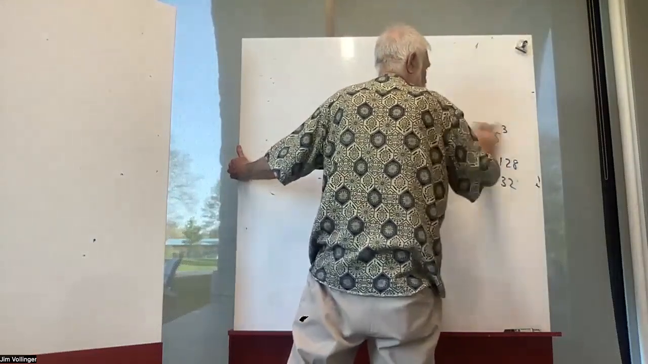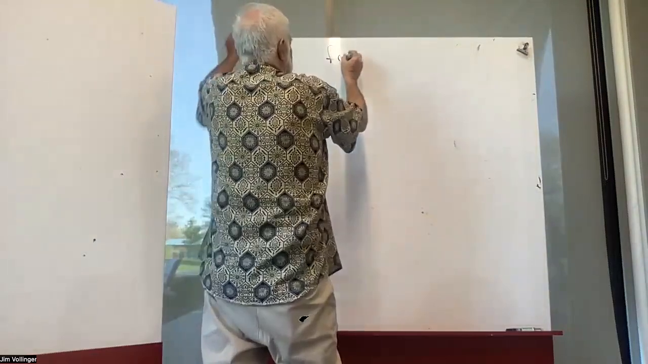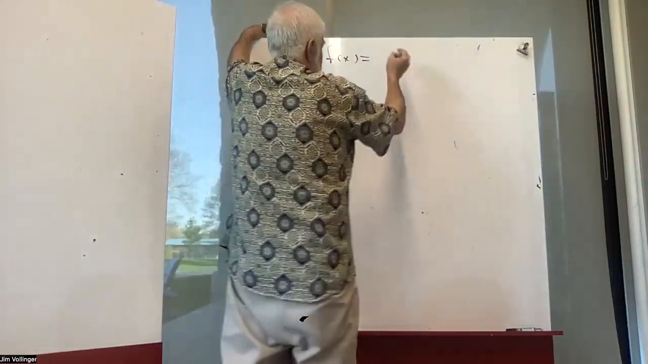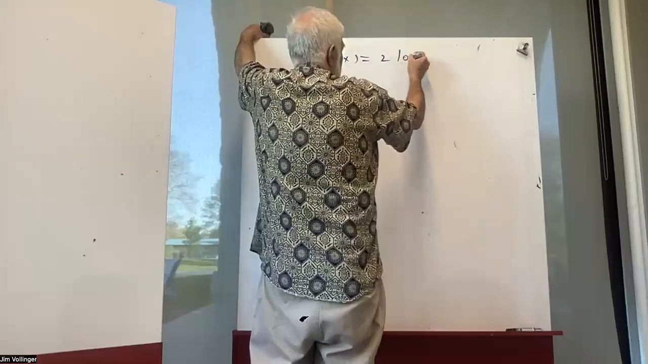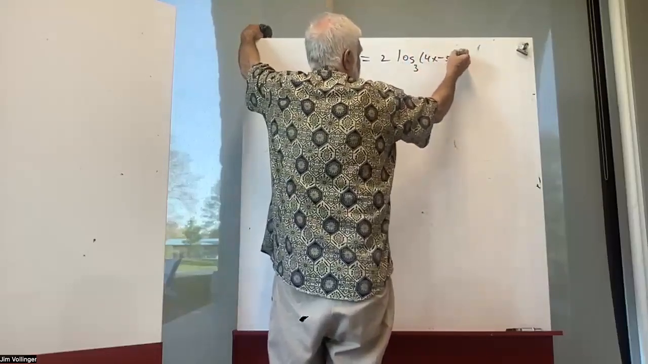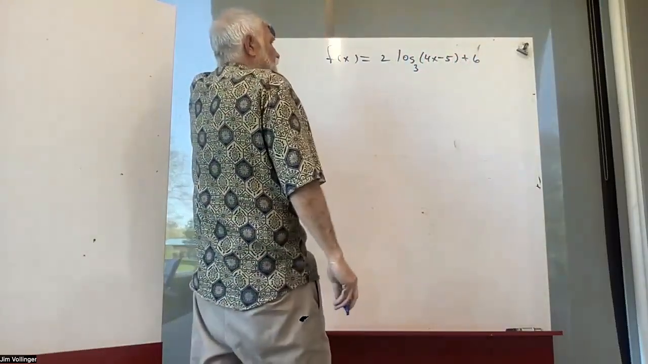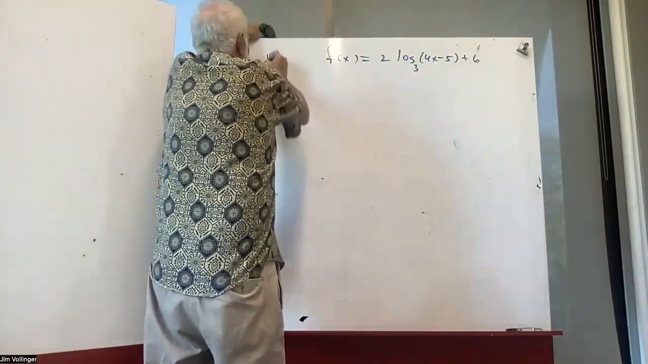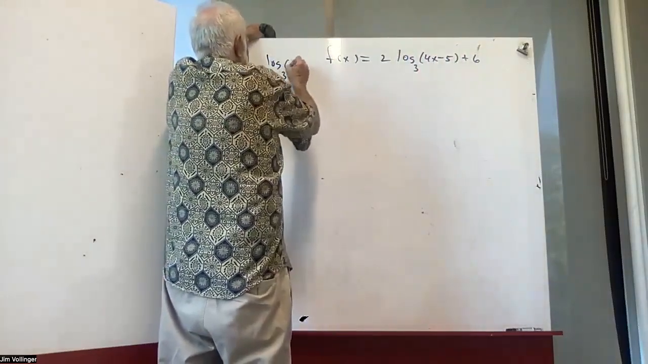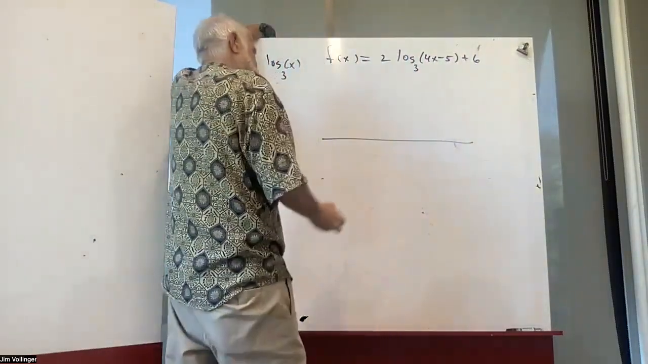I just forgot what I wrote, so I will write some new function. So let's say that f of x is, and I've got another story. So let's say we've got 2 log base 3 of 4x minus 5, plus 6. All right, so we've got that function. And the parent function is log base 3 of x.